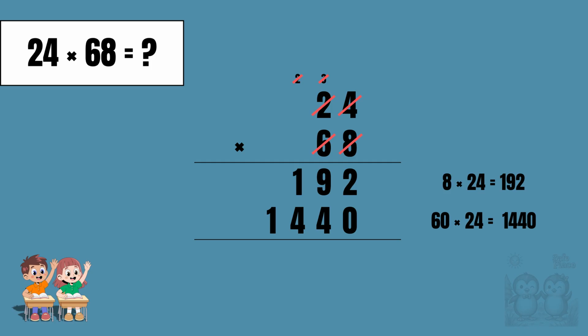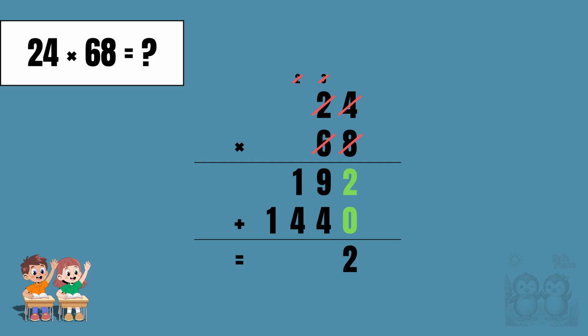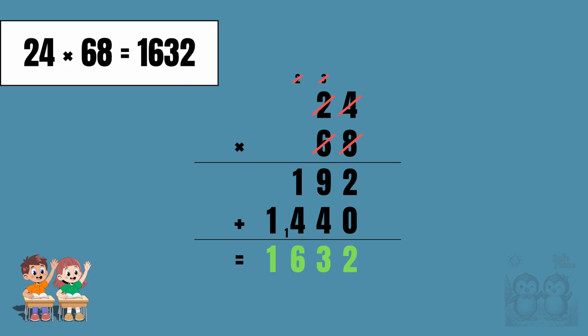For clarity, it makes sense to cross out the numbers we used. In the final step, we just need to add these two numbers to get the final result. You only need to add 2 plus 0, 9 plus 4, 1 plus 4 plus 1 from the 10's place and carry down the 1. The final result is 1,632.